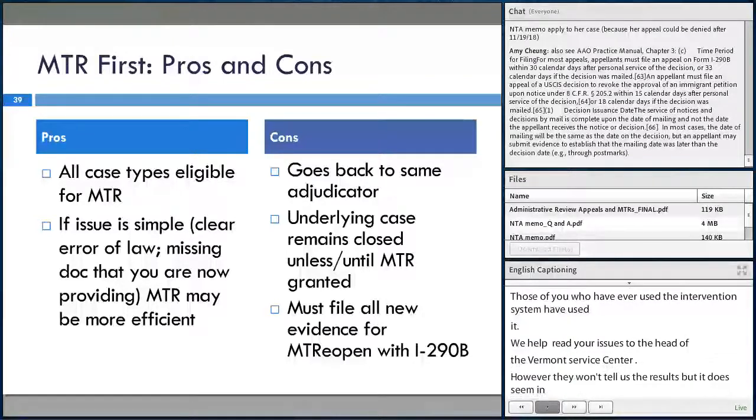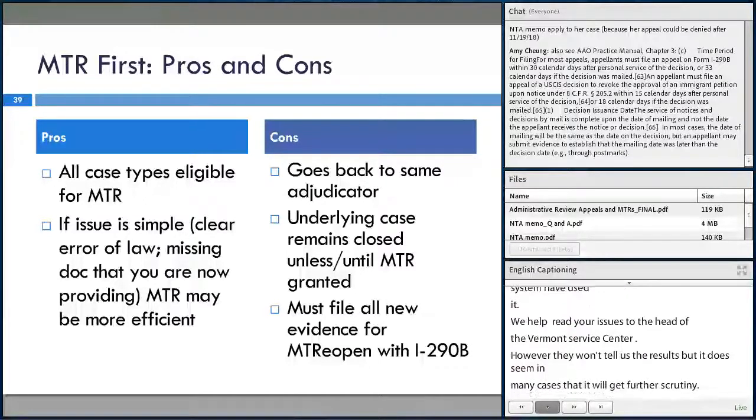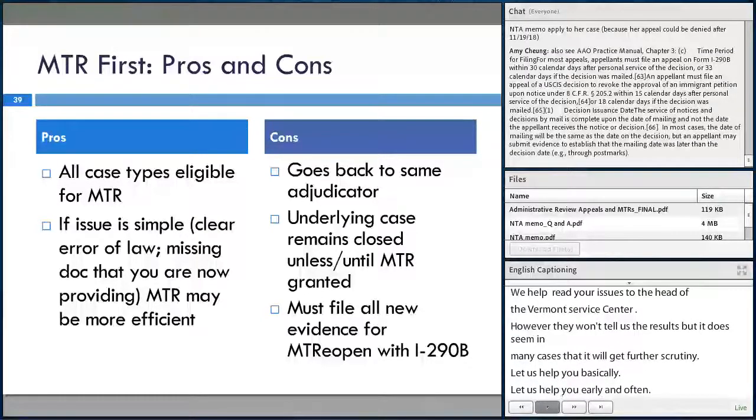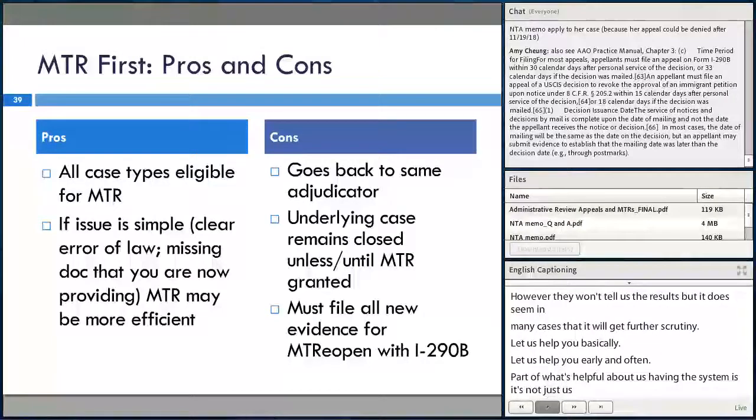And let us help you early and often. Because, again, part of what's helpful about us having the system is that it's not just us helping you with the individual cases. It helps us see kind of system problems as they emerge so that we can raise those to the level. Like it's a training issue. You seem to have adjudicators who don't understand the standard or whatever. So it's not just an individual case issue.